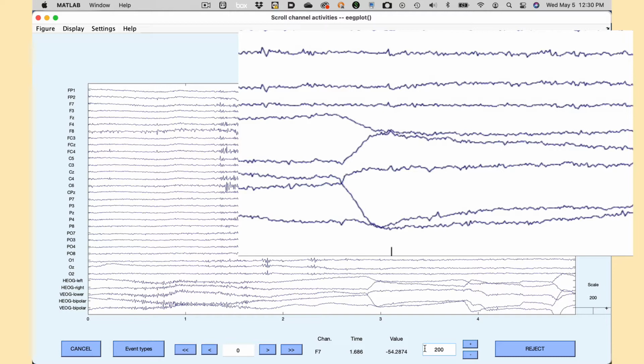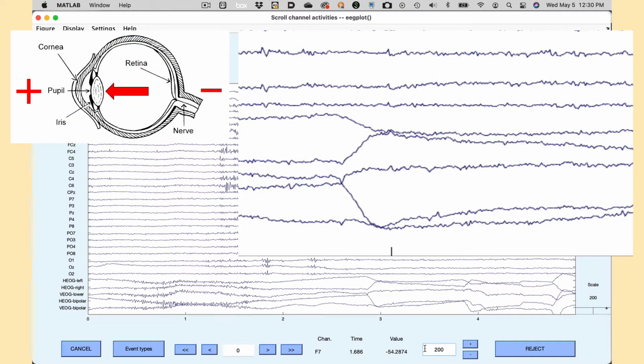The key to figuring this out is to remember that each eye has a dipole that's positive in the front and negative in the back. When the eyes rotate, the dipole rotates. Pause the video and try to figure out which way the eyes moved here.